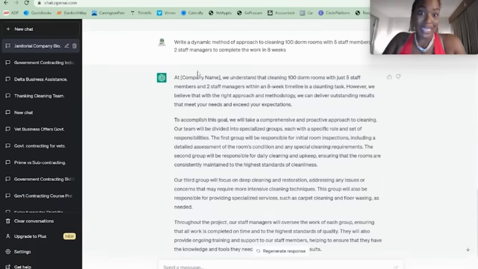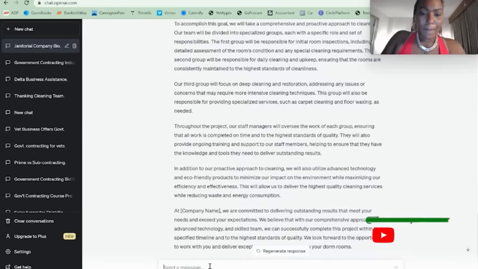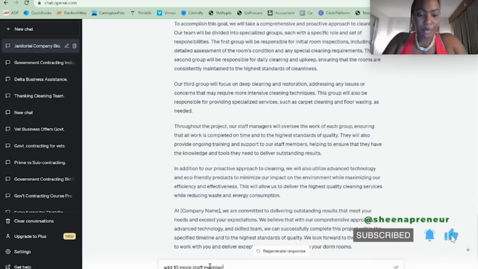So we're going at Foresight Industries. We understand that cleaning 100 dorms with just 5 staff members. Oh, dang. Well, I guess you would probably put more staff, but this thing is like, that ain't enough. But anyway, so 5 staff members and 2 staff managers within an 8-week timeline is a daunting task. However, we believe that with the right approach and methodology, we can deliver outstanding results to meet the needs. So if I were really needing this, I would say add 10 more staff members and rewrite this method of approach.